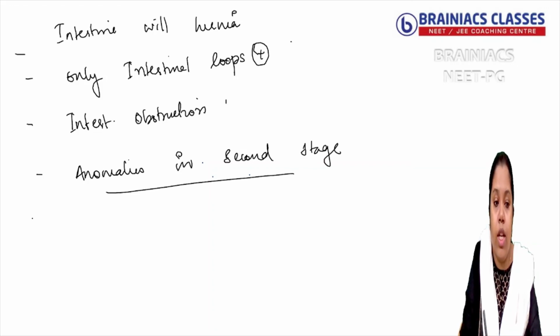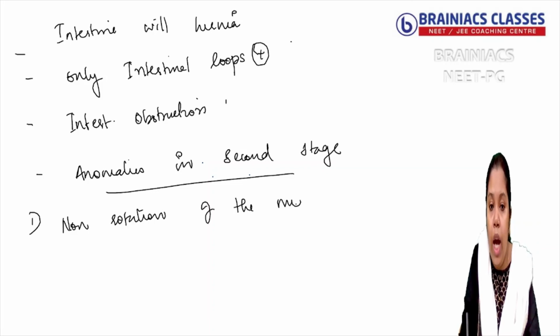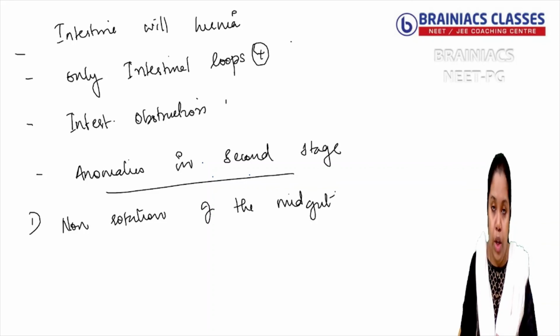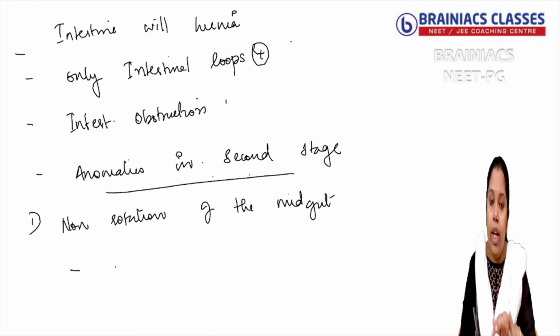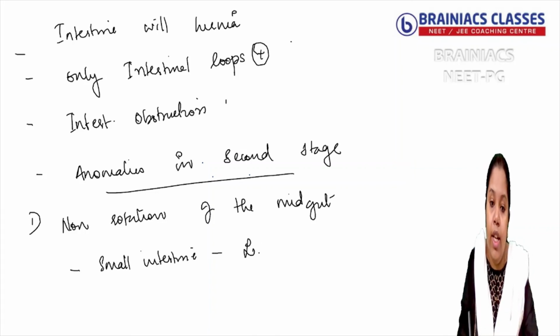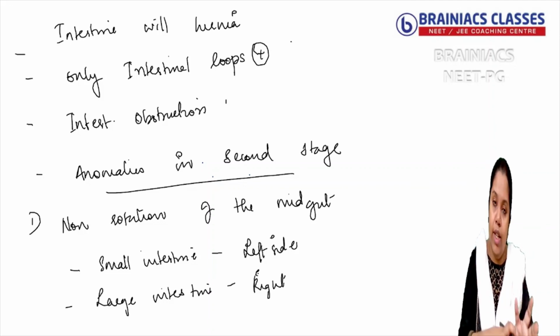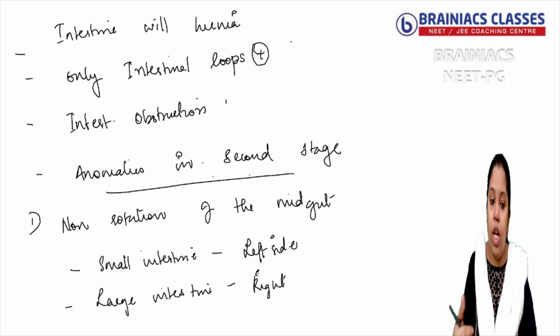Right? So in the second stage, the first one is non-rotation of the midgut. What happens here? The midgut fails to rotate, such that the pre-arterial segment, which forms the small intestine, comes and lies at the left side, whereas the large intestine comes and lies at the right side. The post-arterial segment comes and lies at the right side, which forms the large intestine.